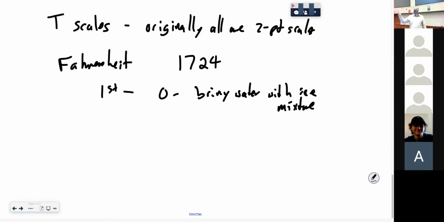And you can have a water-ice mixture in thermal equilibrium that isn't actually moving towards more frozen or more melted. We'll talk about that in a bit. Now, what the second one was, I'll give you a hint. It's 100.